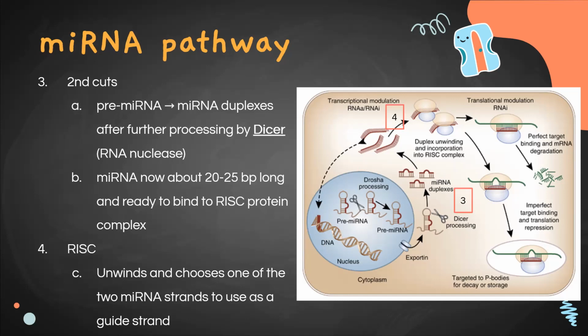And then RISC chooses one of those two strands to use as the guide strand, which you can then use to base pair to the target mRNA that it wants to degrade. So I think that's the next slide.